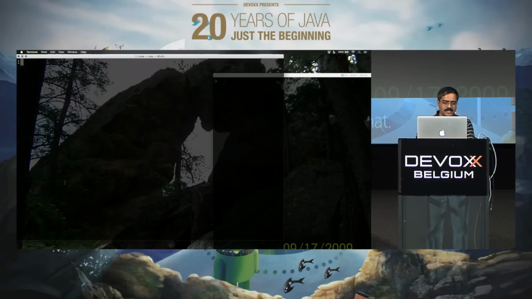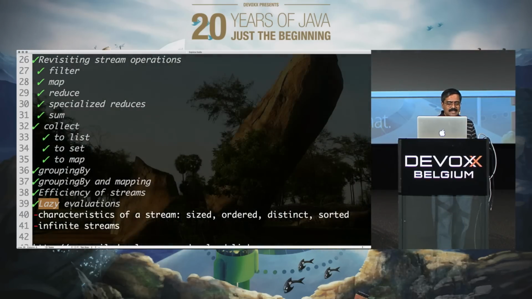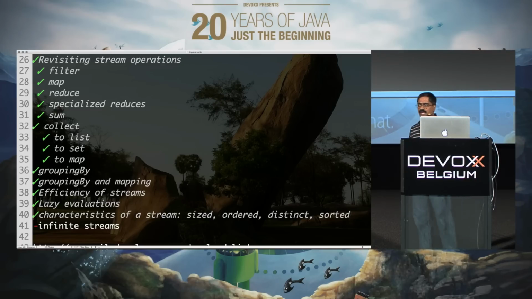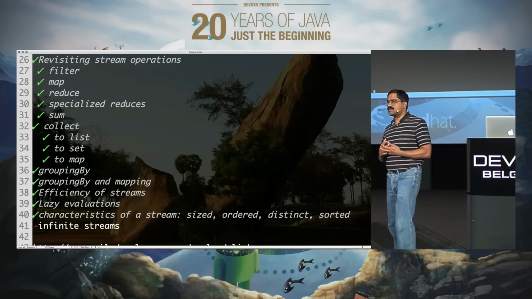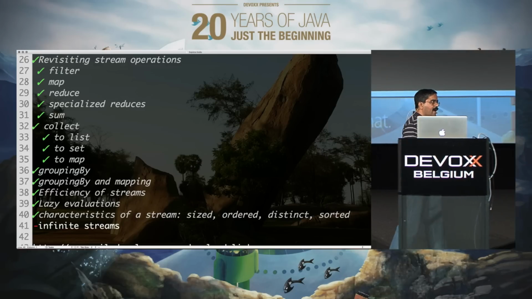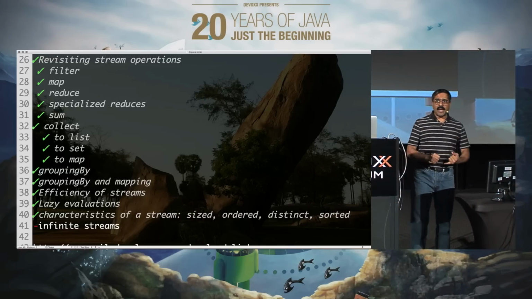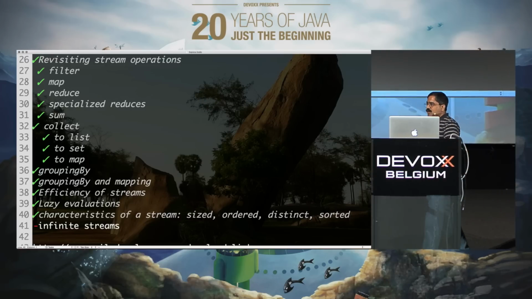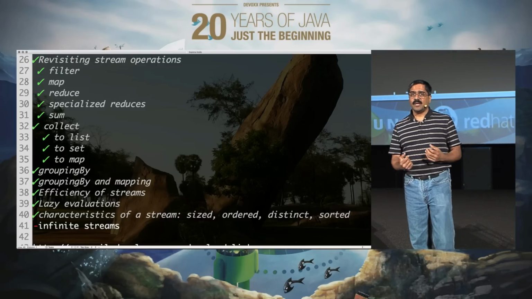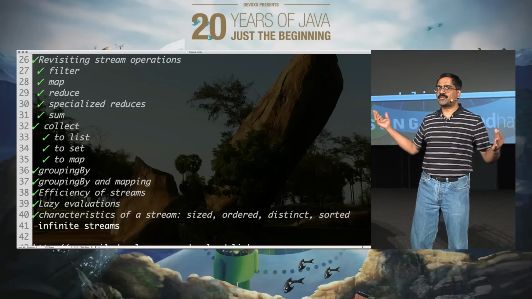So let's go ahead and say lazy at work. All right. So we saw the laziness so far. But what does this really mean in terms of how we can benefit from this? I want to talk about characteristics of streams so we can understand how streams actually behave. So when it comes to streams, there are four characteristics of a stream. A stream may be sized or it could be unsized. So what does it mean by a stream is unsized? It is boundless. It has no limits to it.